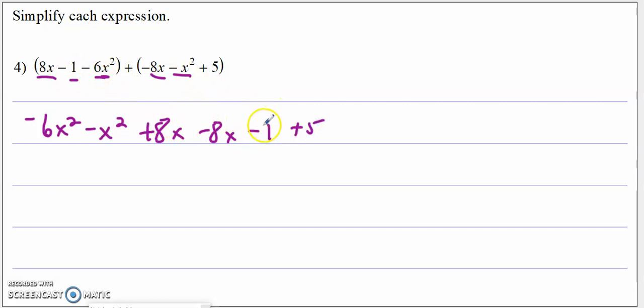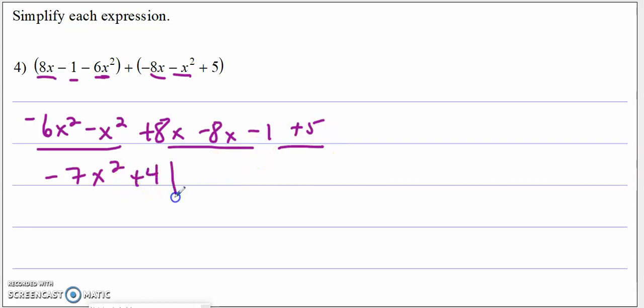Okay? These two go together, so that's negative 7x squared. These two go together, that's 0. It goes away. Don't need to write anything. These two, negative 1 plus 5 is positive 4. Okay? Done.